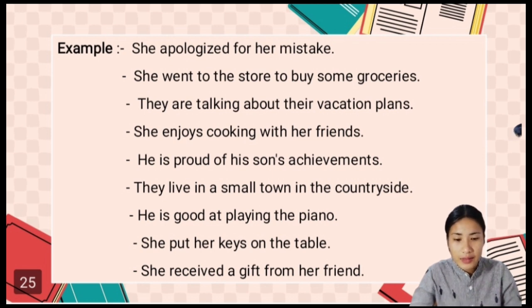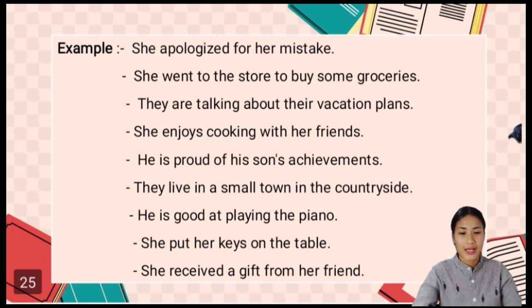And then in the example here, she put her keys on the table. So the preposition with verbs is put her keys on the table. So we can see the preposition on here. And the last one is she received a gift from her friends. So in the last example here, we can see the preposition with verbs is receive a gift from. So here the preposition is from.